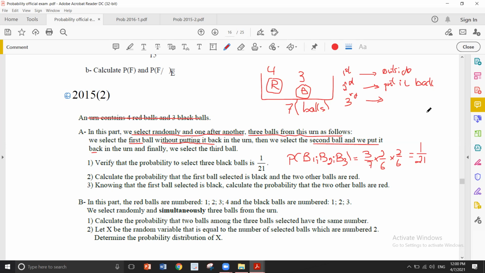First, we have 7 balls. We take the first ball and throw it out, so 6 remain. Second ball, we take it and we replace it back. Remains 6. Yes, this is correct.